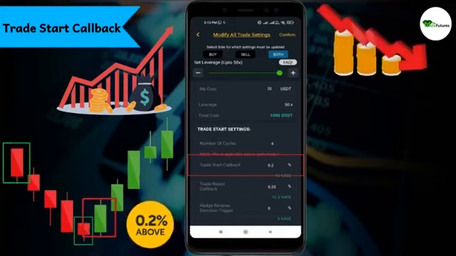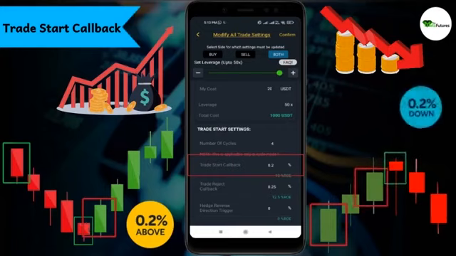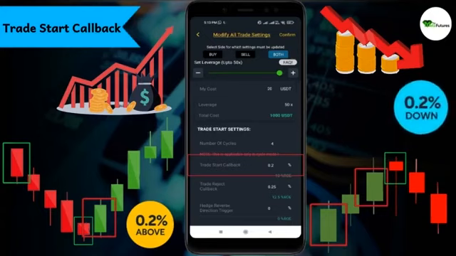Same in another case, if you have placed an order that the market will go down, then the bot will not place an order here. It will wait for the market to go up as much as possible to get the highest value to start the trade. Whenever the market goes down by 0.2%, the bot will immediately place an order.